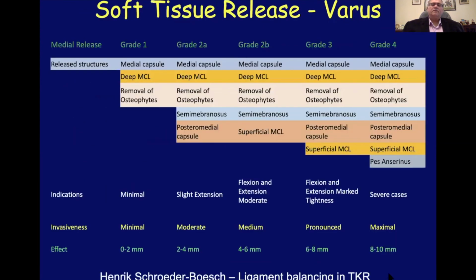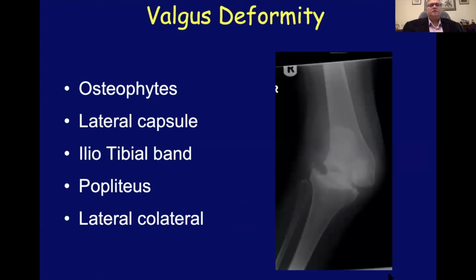This is a rather busy slide, and I apologize for that. It shows the stages of what needs to be released in trying to achieve correction for various deformities from grade 1 to grade 4. I've borrowed this from Henrik Schroeder-Bosch's article on ligament balancing in total knee replacement.